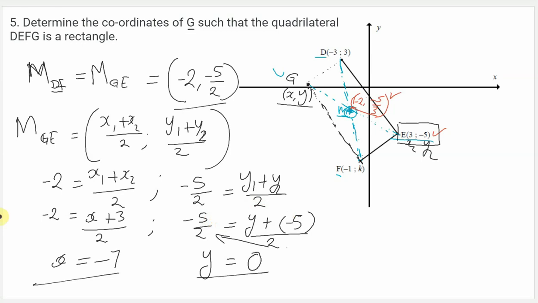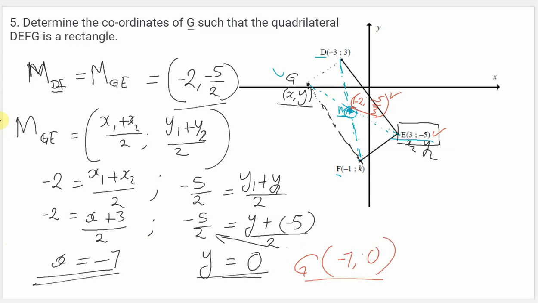So please do this in full. I'm just using inspection here because this is just algebra, solving for x in this case, and then here is solving for y. So you just cross multiply and take the like term to the same side of the equation, cross multiply, and this will also go to the other side. Then you get the x value of negative 7, y value of 0. So therefore the coordinate G will be (negative 7, 0).